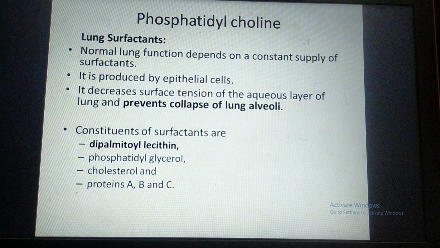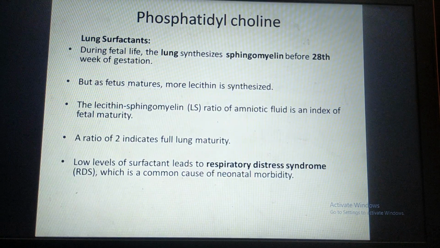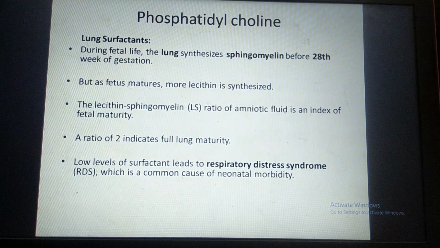of lung alveoli. Now this surfactant contains dipalmitoyl lecithin, phosphatidyl glycerol, cholesterol and proteins A, B and C, where dipalmitoyl lecithin is the main composition of surfactant. When the surfactant is not synthesized in sufficient quantity, then the lung alveoli may collapse, leading to a disease called respiratory distress syndrome, which is the important cause of neonatal morbidity.